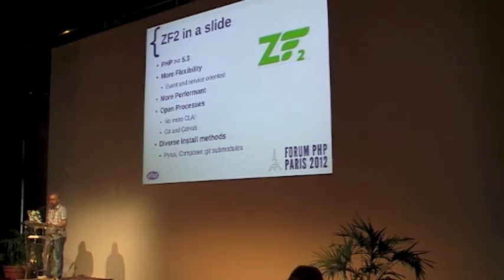It's a completely open process, so we removed the CLA. So if you want to contribute to the framework, you don't have to sign a contract anymore. We use GitHub, so it's very, very easy to contribute to the project. Just fork the project, send a PR, a pull request, and that's it. So you have no excuses now, you have to contribute to the framework.